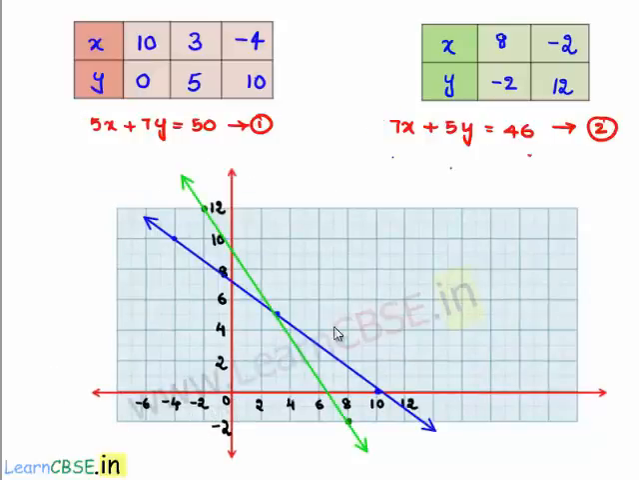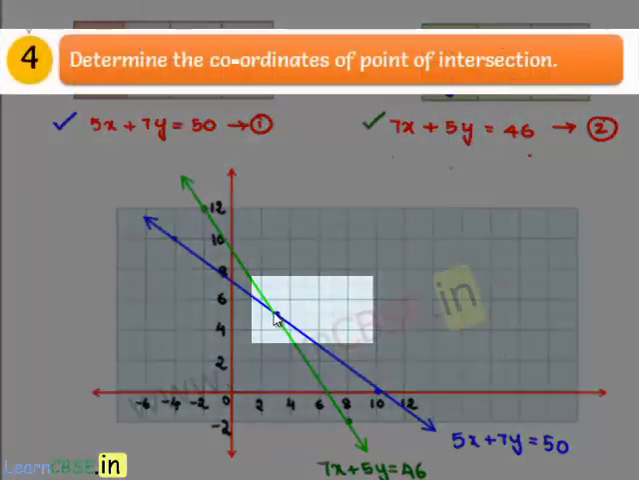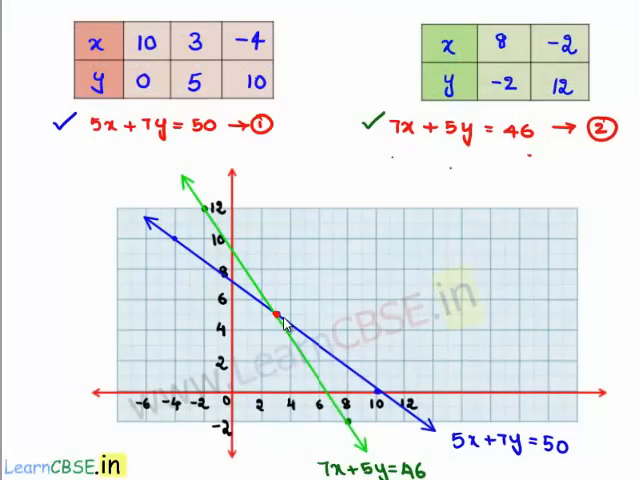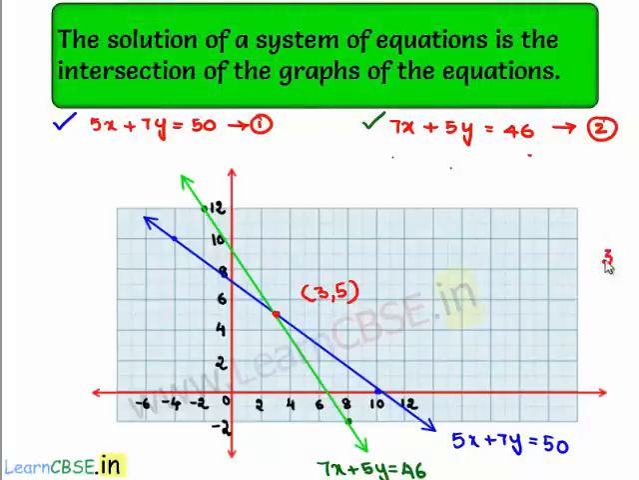So after joining the blue points, we got the straight line 5x plus 7y is equal to 50. The line in the blue is the first straight line. And now after joining the green points, we got the straight line 7x plus 5y is equal to 46. So the line in the green represents the equation 7x plus 5y is equal to 46. If we observe, both of these straight lines meet at a common point. This point is nothing but the point of intersection of these two straight lines, which is 3, 5. So the point of intersection is 3, 5.